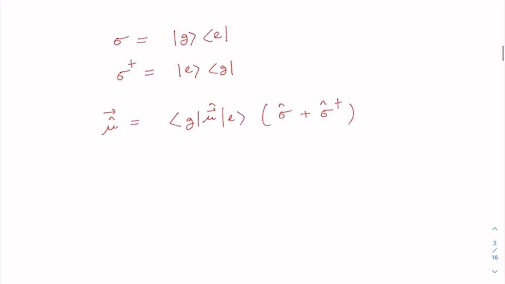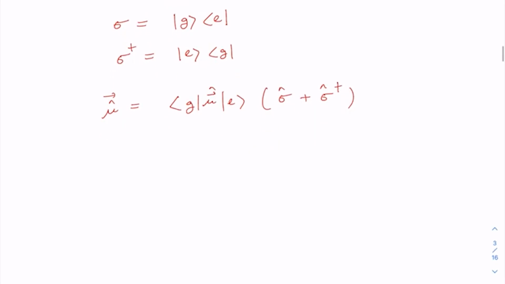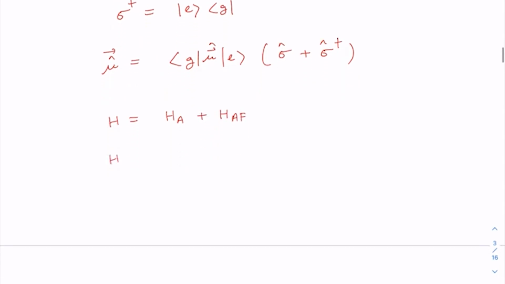The full Hamiltonian for the atom field system we can write in terms of these new operators as follows. We have the atomic part and the atom field interaction part. Now I can write the atom part as h cross omega 0 |e⟩⟨e| minus ⟨g|mu|e⟩ (sigma plus sigma dagger) dot E.